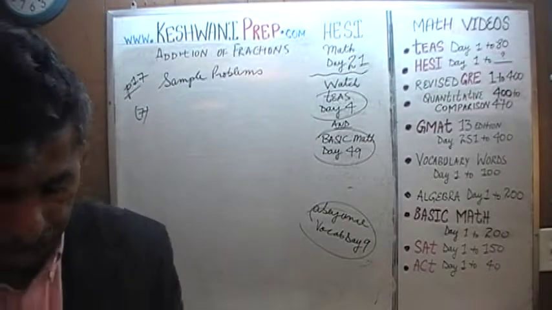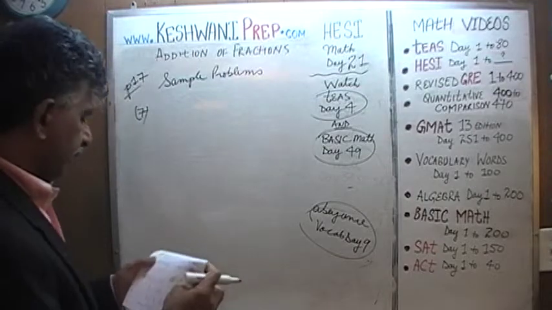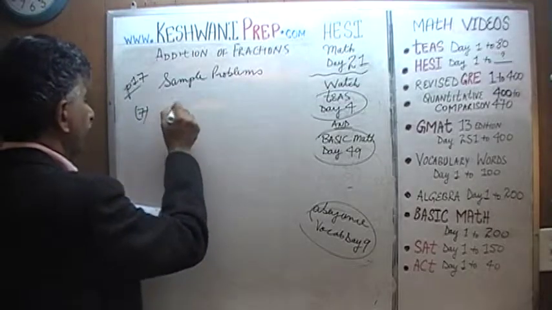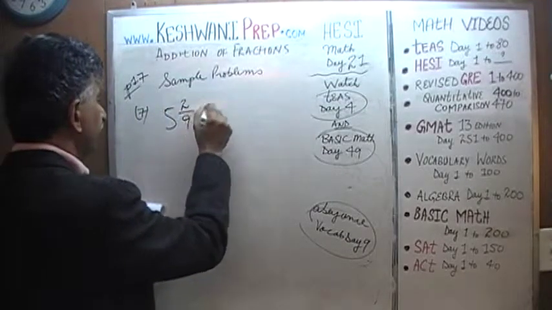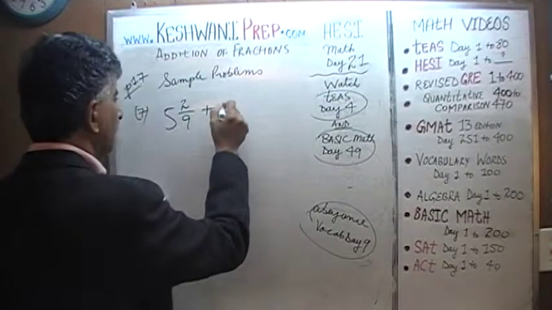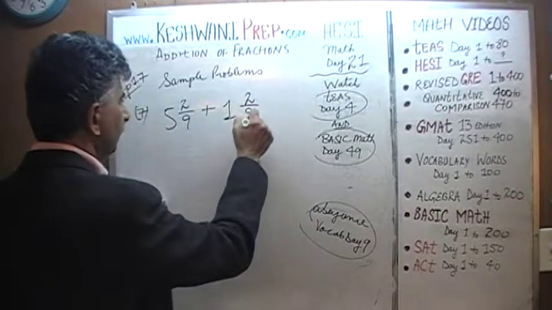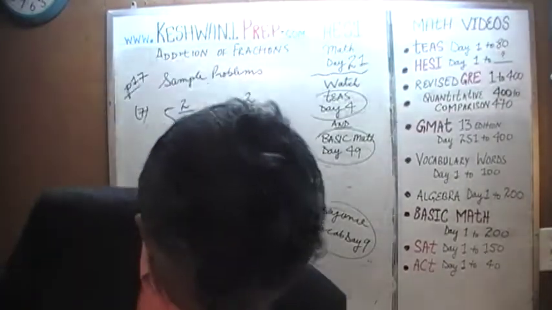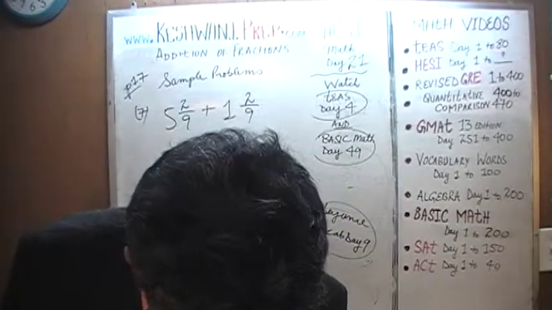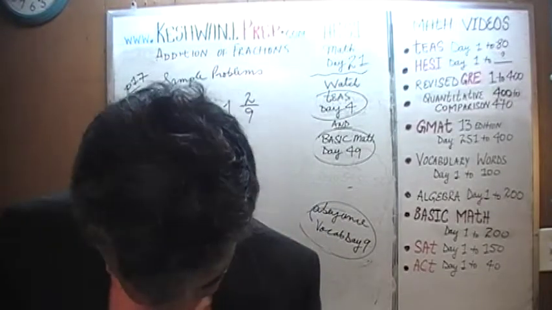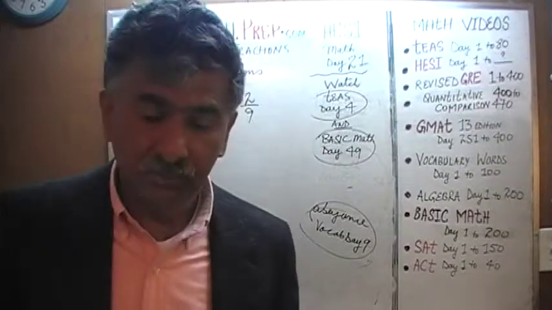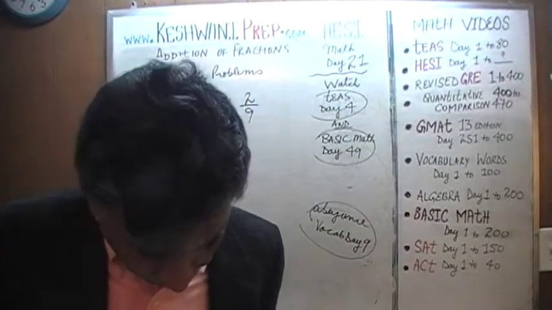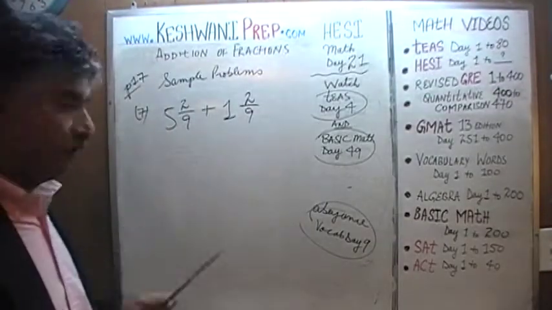Number 7. 5 and 2/9 plus 1 and 2/9. Oh, this is also very simple, very straightforward. These are baby versions. I did not make a mistake. That's what it says. It's very simple.